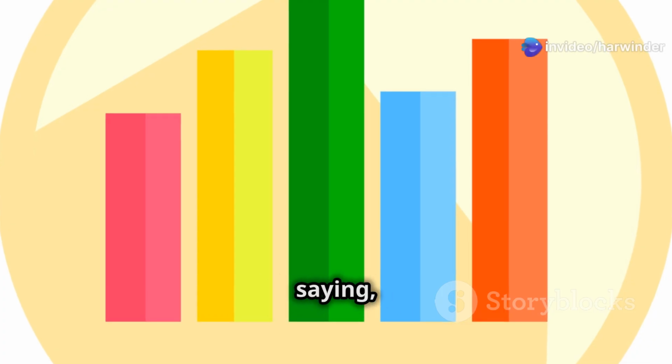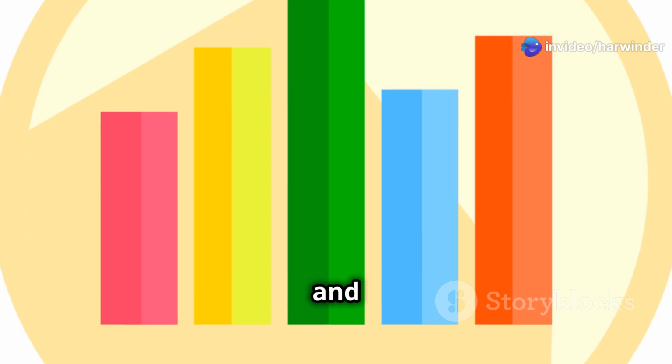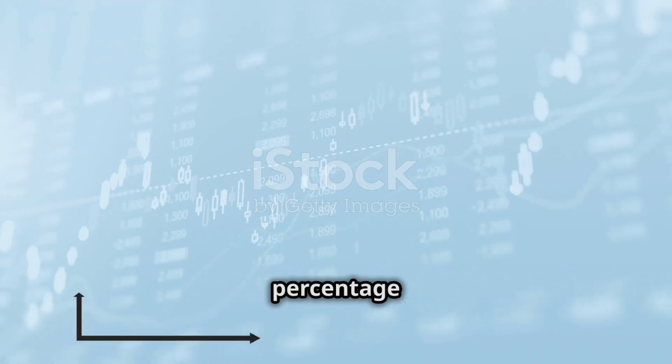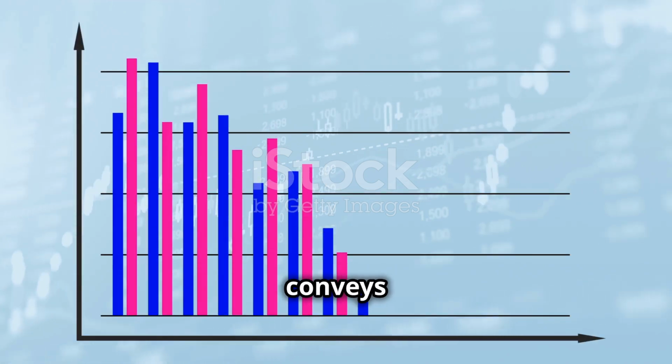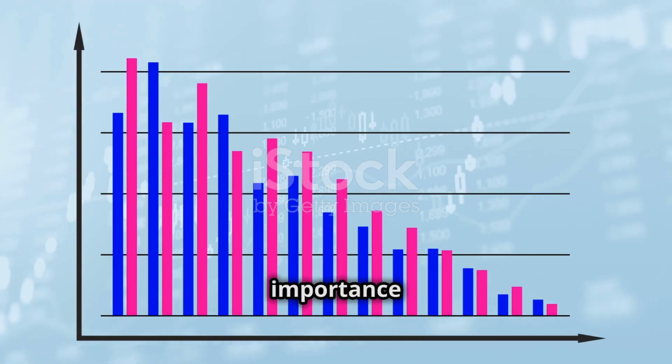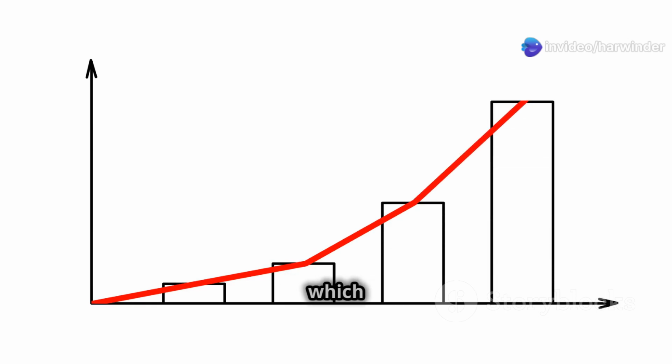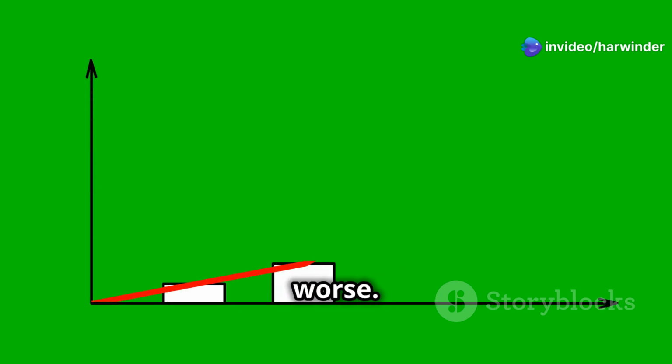For example, instead of saying Group A had 20% and Group B had 30%, you can say Group B had a significantly higher percentage than Group A. This not only conveys the information, but also highlights the importance of the difference. This highlights the difference between the two groups, making it clear which group performed better or worse.